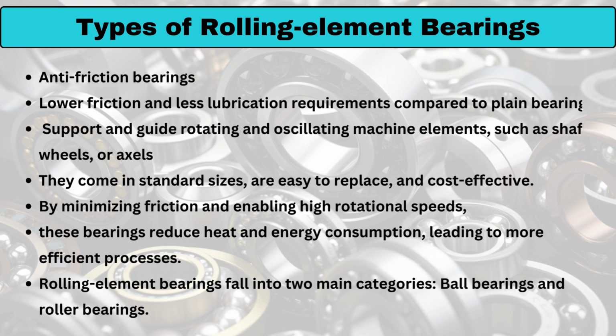Next one is the rolling element bearing. Generally we call it an anti-frictional bearing also. Here we are using rolling elements like balls, cylindrical rollers, needle rollers or spherical rollers. Like that we use the rolling elements between the inner and the outer ring. Rolling element bearings are categorized into ball bearings and roller bearings.